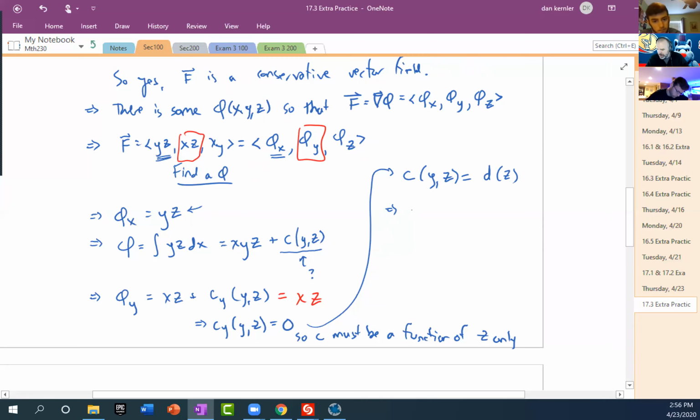Okay, so that means that our phi function is xyz plus just a function of z. Just z only. Can't be a y in there because the partial derivative with respect to y was 0.